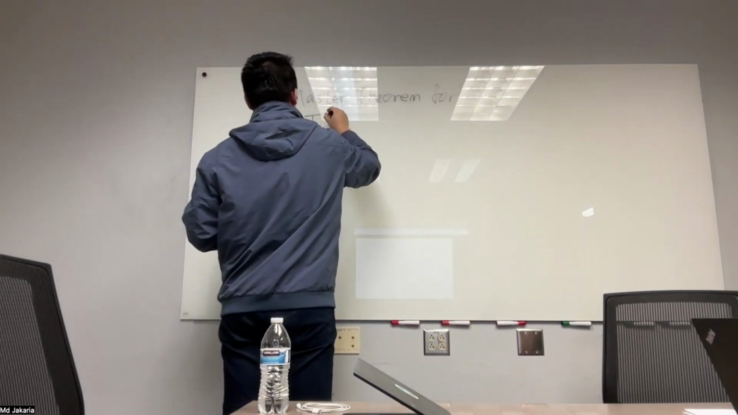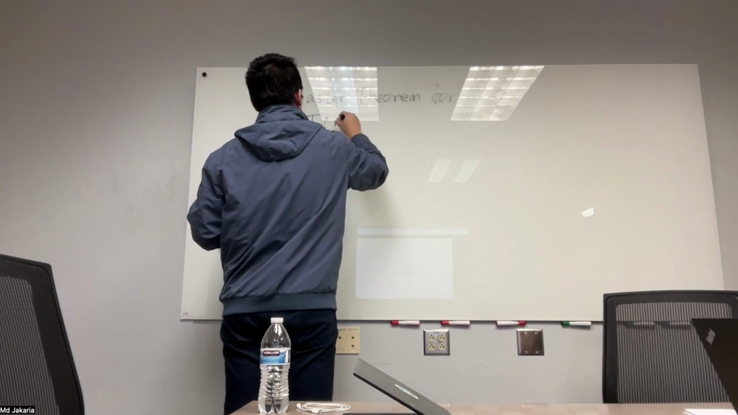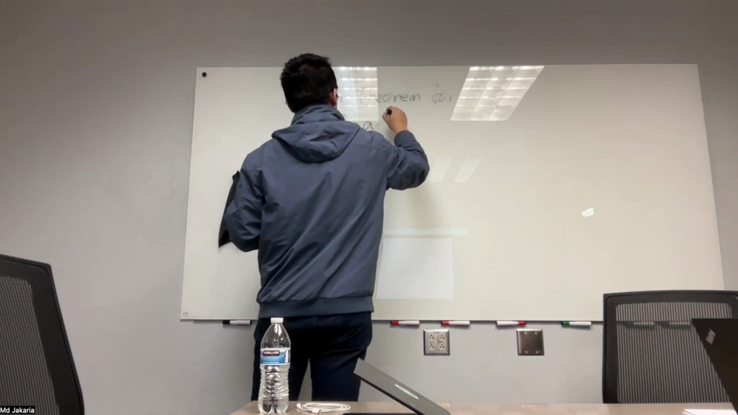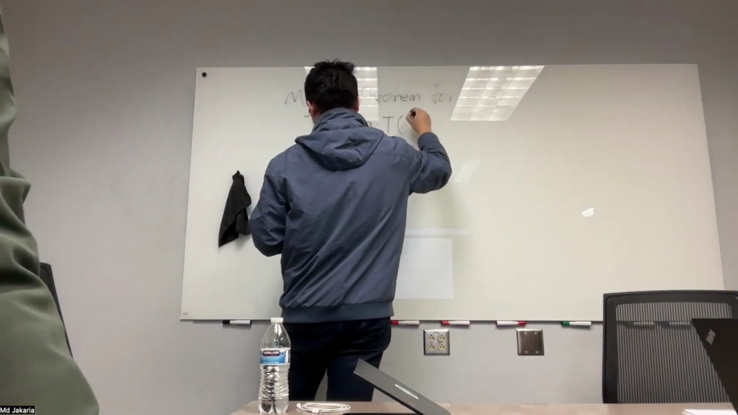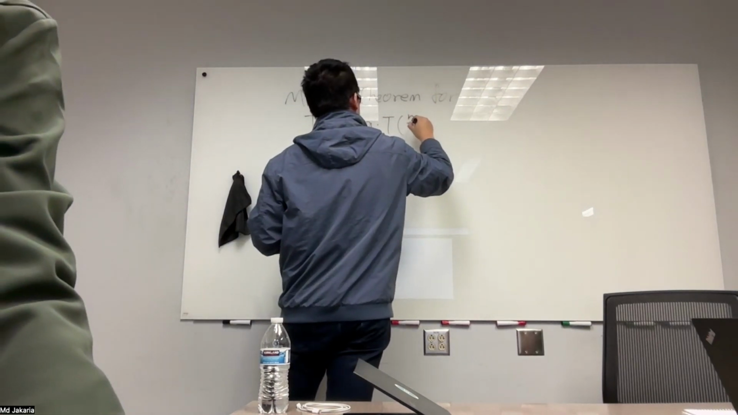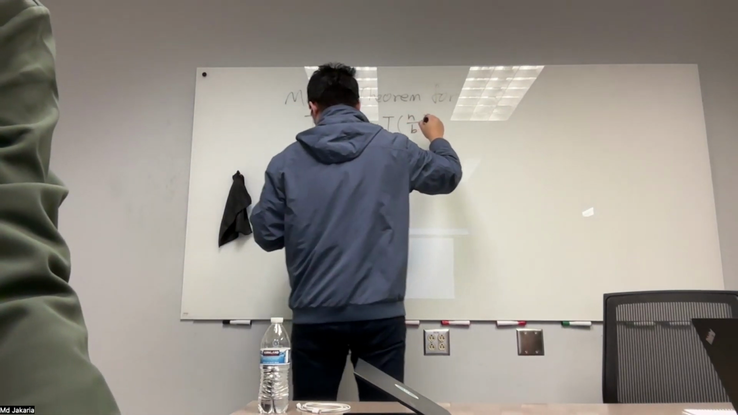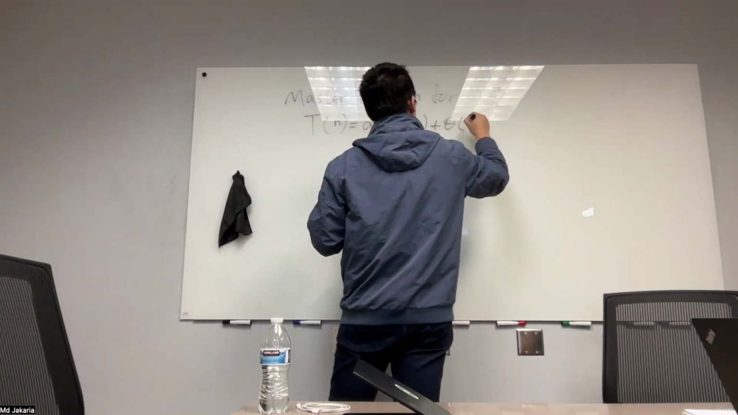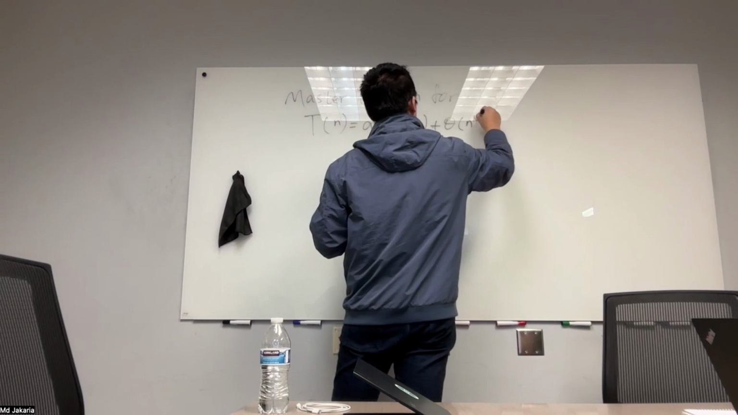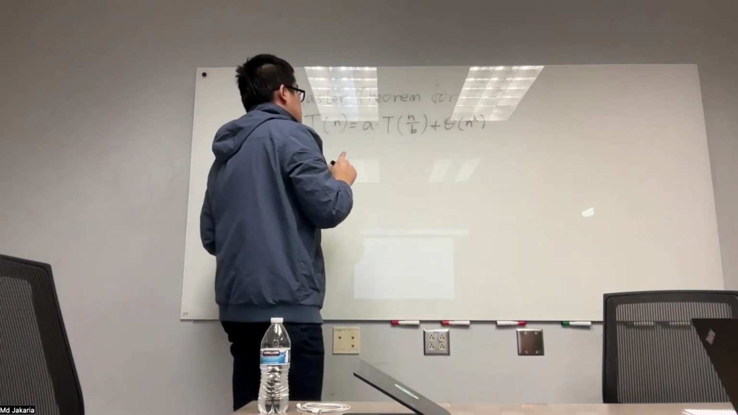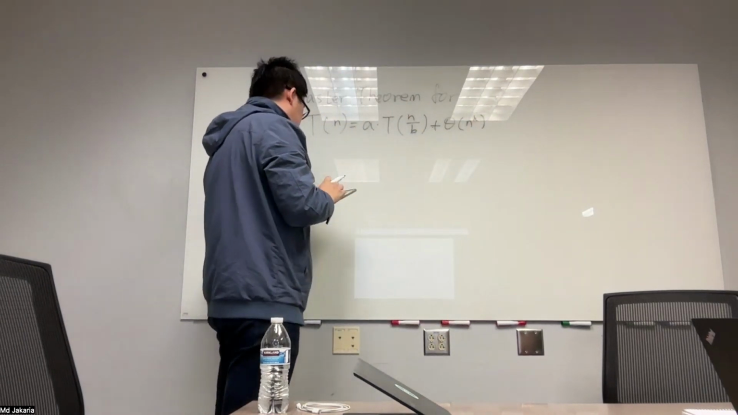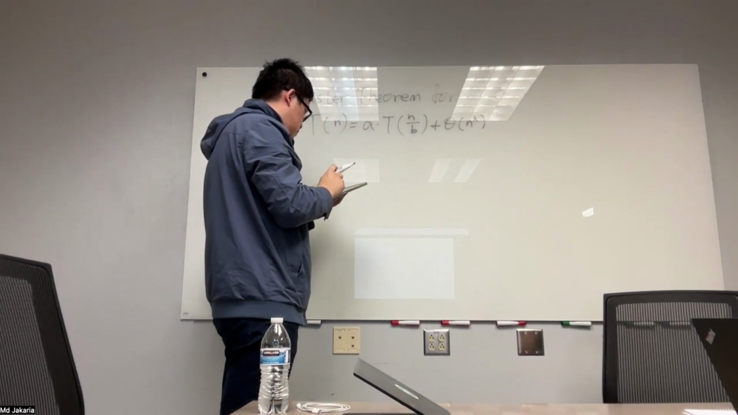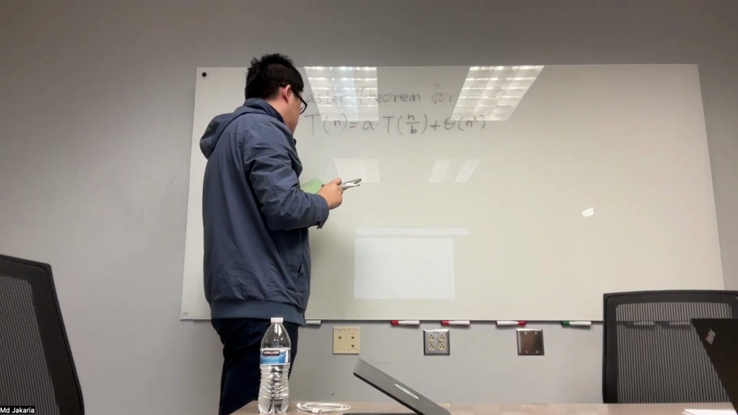for recurrence relations of the following type: T of n equals A times T of n over B plus theta of n to the power of k. This is the form of the first two questions of question number 2.